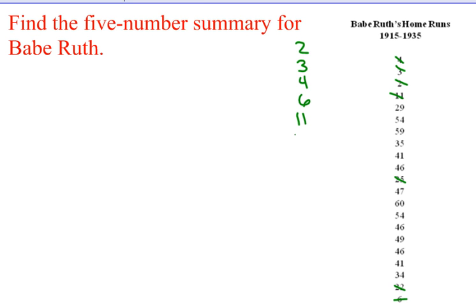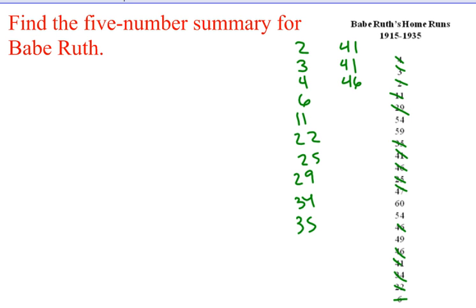22, 25, 29. Is that my last 20? Yep. And then I go to my 30s, I've got 35 and 34. So 34, 35, and then I go to my 40s, 41, 41. I'm just going to bring this up here. 3 46s and a 47. 1, 2, 3, 47, and then I have a 49.